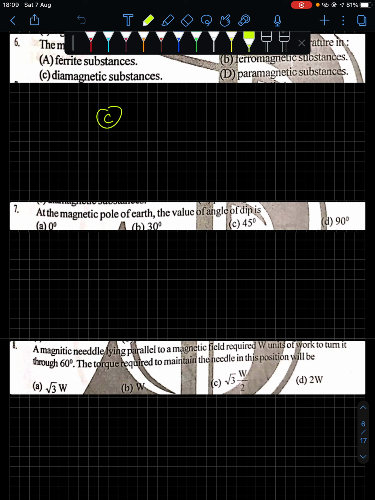Next, at the magnetic pole of the earth, the value of the angle of dip is what? 90 degrees. At the poles it is 90 degrees, at the equator it is 0 degrees. Option number D is the answer.